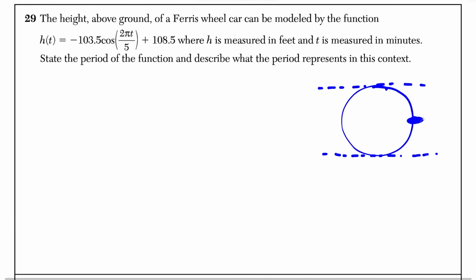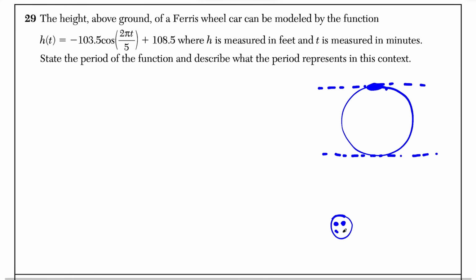So let's think about what is the period of a sine or cosine curve. The period tells you how much time it takes for the sine or cosine curve to complete one full cycle. So what we could say here is the context is that the period will tell us how much time it takes for the Ferris wheel car to make one full rotation. But now, how do we actually find the period?